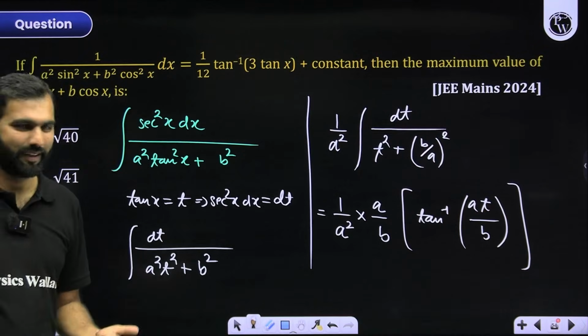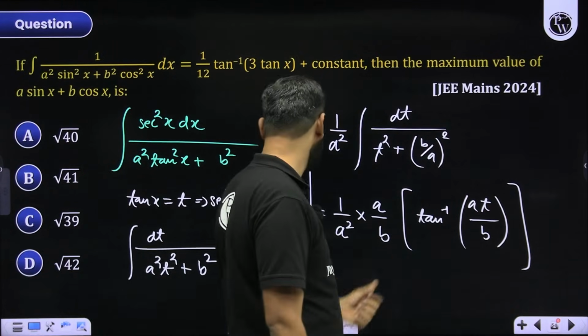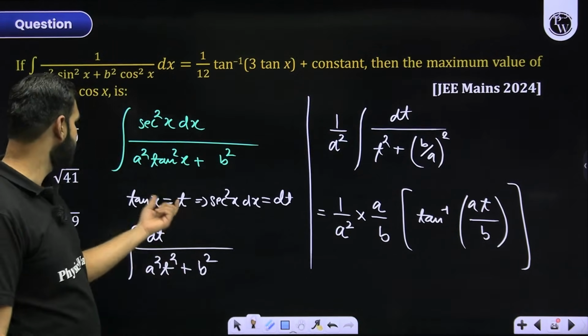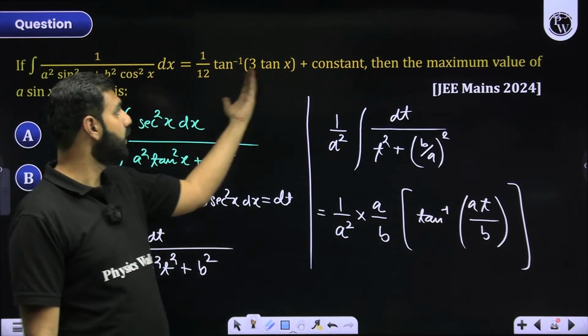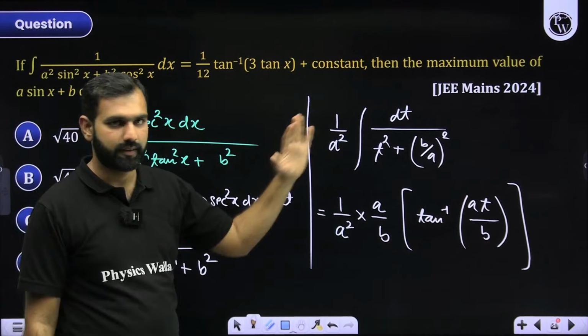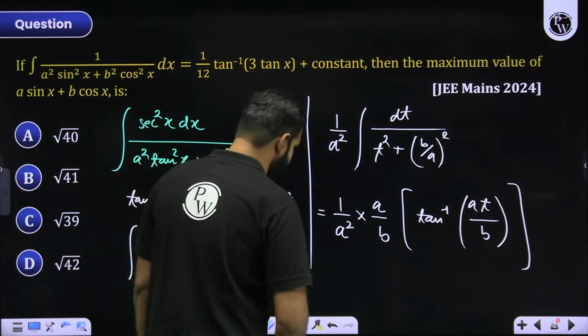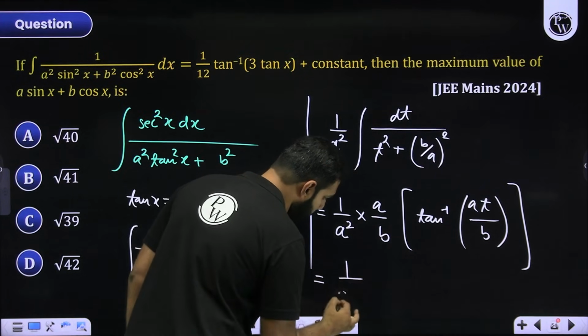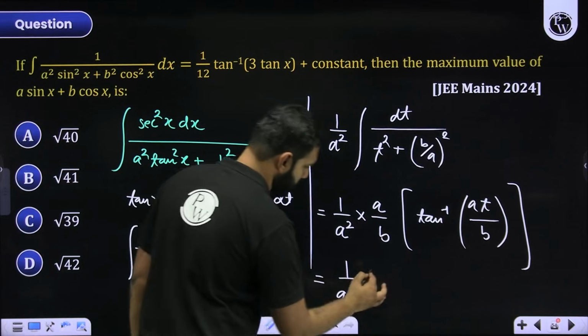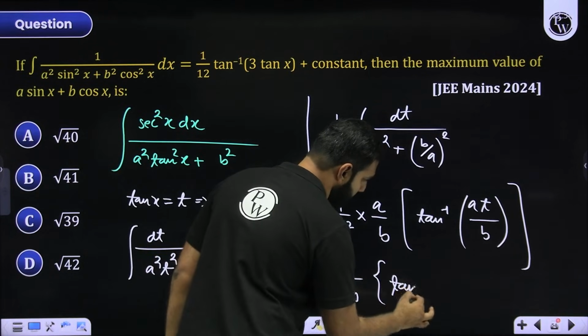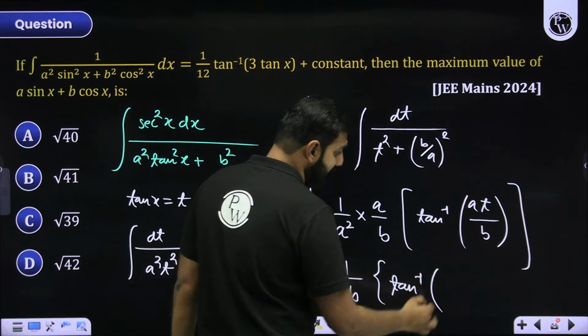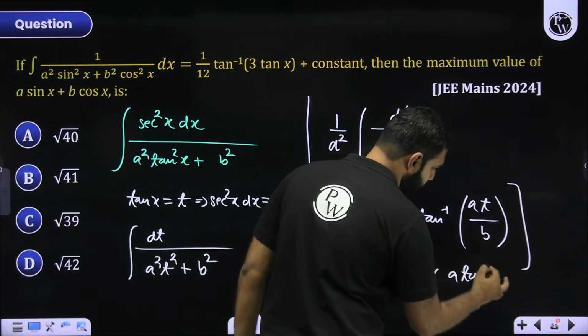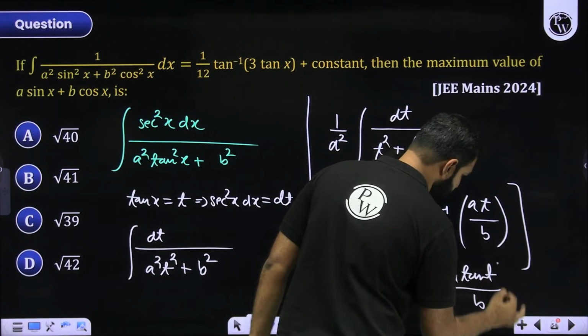Now, the only thing you need to do is replace this t by tan x, and through that, you got the answer. How and why? Let me try and show it to you here. It is basically nothing but a gets cancelled by a. So what you're left with is 1 upon ab, I hope there is no confusion on that, times tan inverse of a tan x by b. Did you get that part?